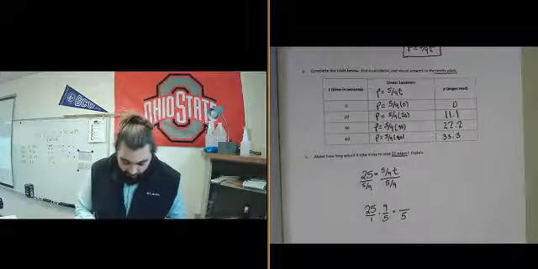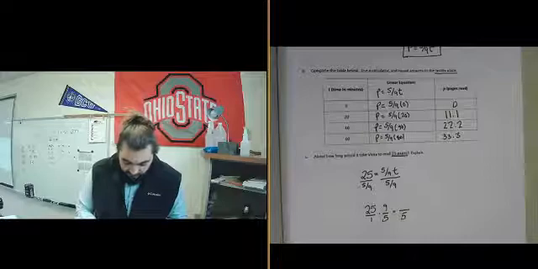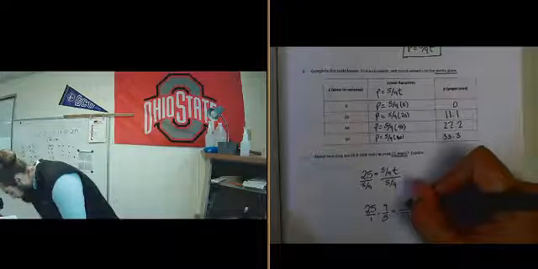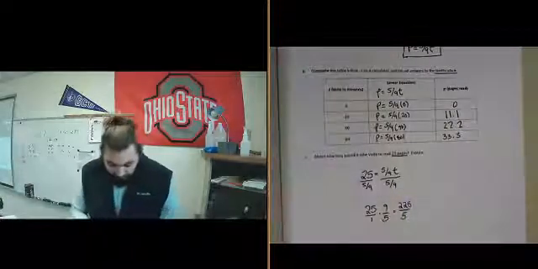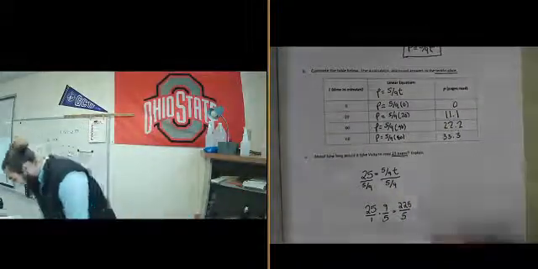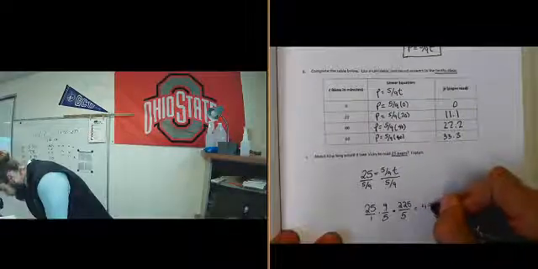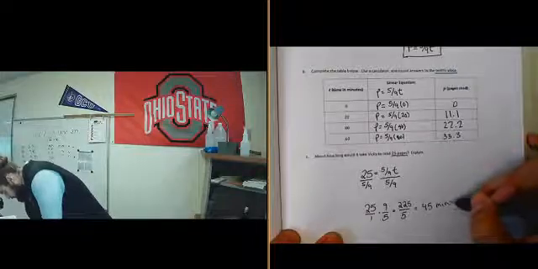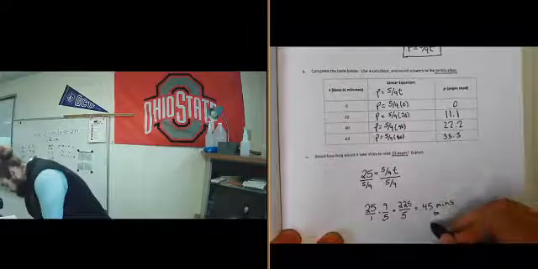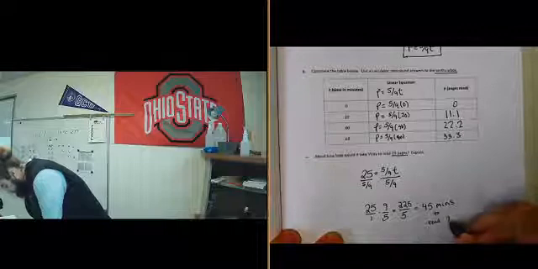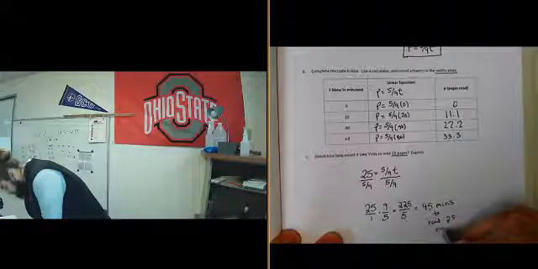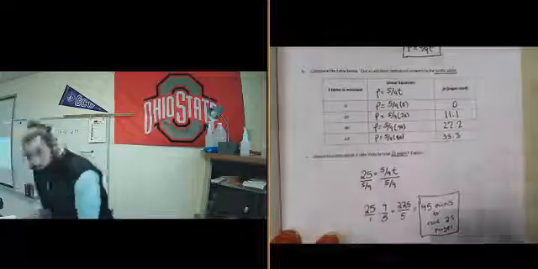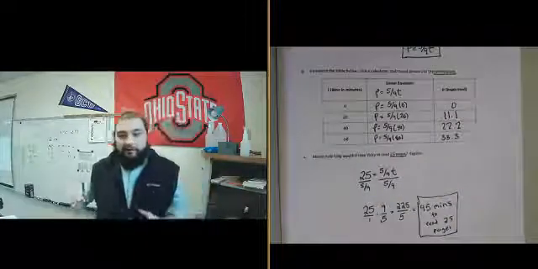Let's figure out what 25 times, nope, not divided by, 25 times 9 is 225. 225 divided by 5 is 45. So, it would take her 45 minutes to read 25 pages. And so that is going to be our answer for C.